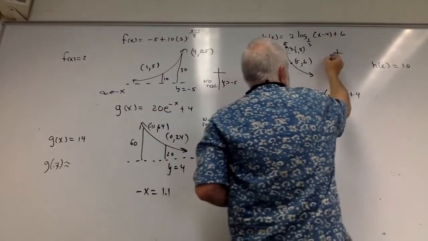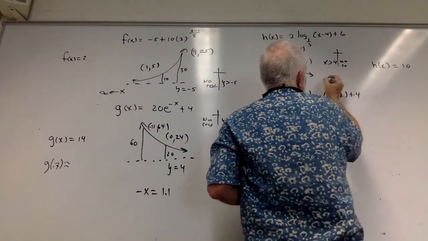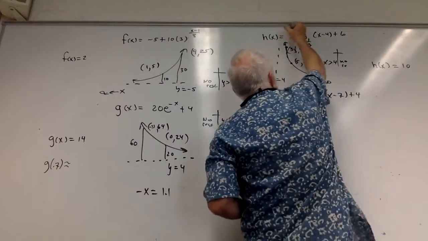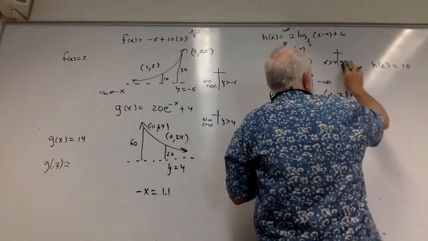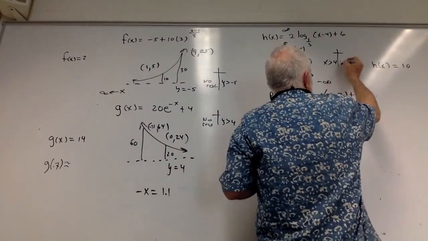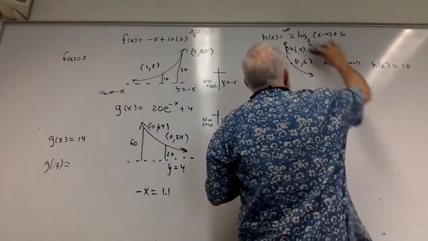Restricted domain, x's have to be greater than 4, and no restriction on the range. We're going down to -infinity for y values. We're going up to +infinity for y values. So all reals. Why don't I write that? All reals for range. Okay, we'll get that out of the picture.